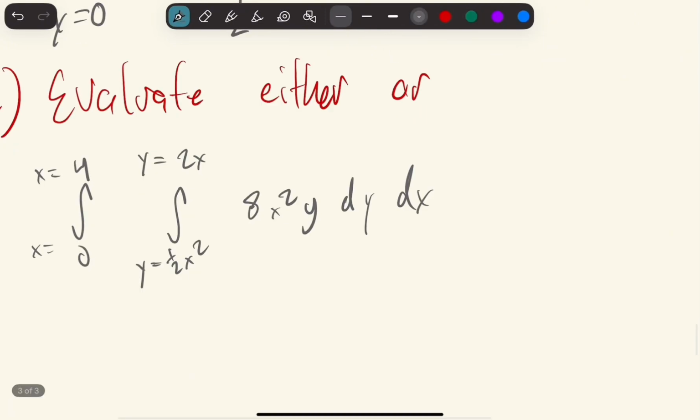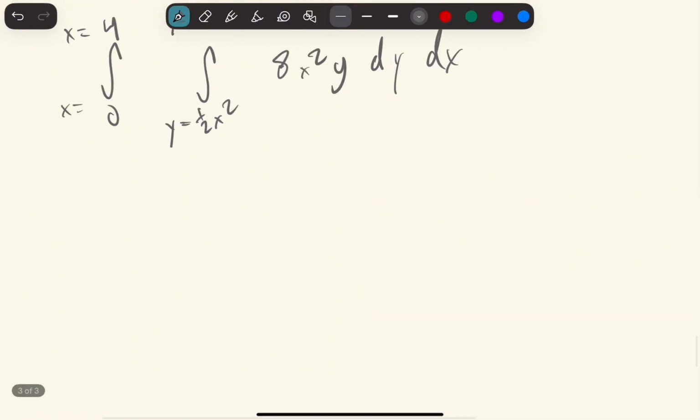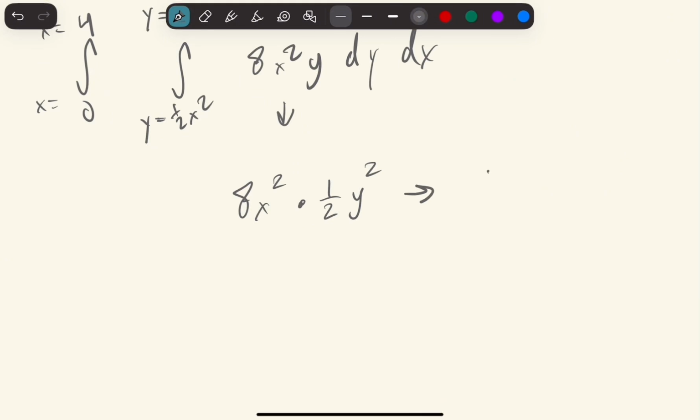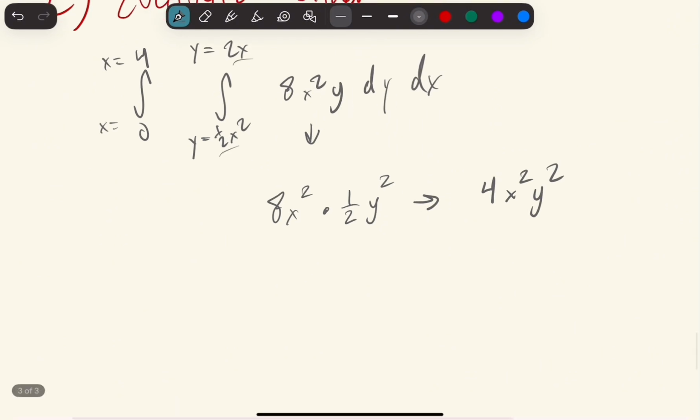And so the first step here is we're going to solve the inner integral with respect to y. To do that, the x is going to be treated as a constant because we're solving for y first. So we're going to have 8x squared multiplied by y squared over 2. You can divide the y by 2, but I like to do this just because it's easier to understand in my mind. That turns into 4x squared y squared. Boom, integrated that, and now we can plug in the 2x and the 1/2 x squared.